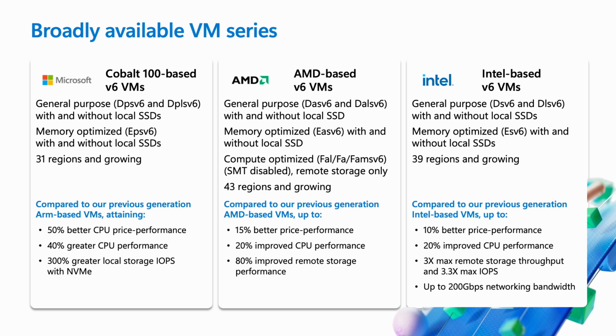Similarly, on AMD, they offer 15% better price performance as compared to the previous generation and 20% improved CPU performance. Similarly, on Intel, with V6 VMs, we offer 10% better price performance and 20% better CPU performance. Our recommendation is always to use the latest generation VMs because they give you the best price performance that the industry has to offer.